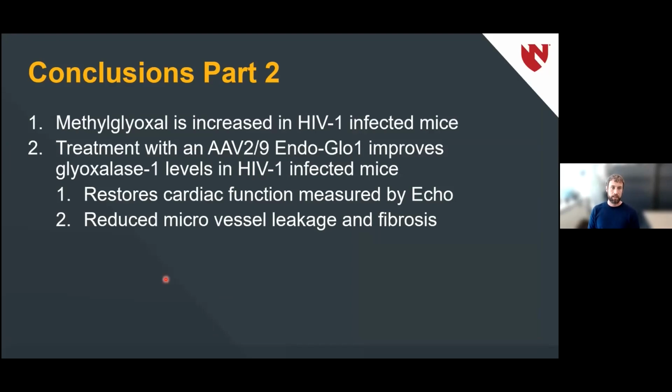So to conclude, the second study that we did, methylglyoxal is increased in HIV-1 infected mice. That's similar to what we saw in the human cardiac tissue of HIV-1 patients. Treatment with an adeno-associated virus with glyoxalase 1 behind an endothelin-1 promoter improves the glyoxalase 1 levels in the HIV-1 infected mice. It reduces the methylglyoxal levels, and it restores the cardiac function measured by echo. We also saw with the histology that there is reduced microvessel leakage and reduced fibrosis in the treated animals. So this would be a potential mechanism that we could move forward and keep investigating as a way to restore cardiac function in the HIV infected animals as well as potentially humans.